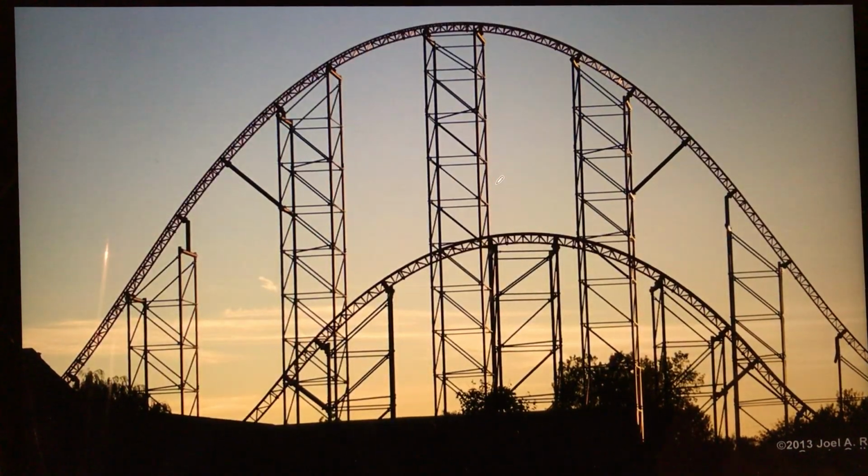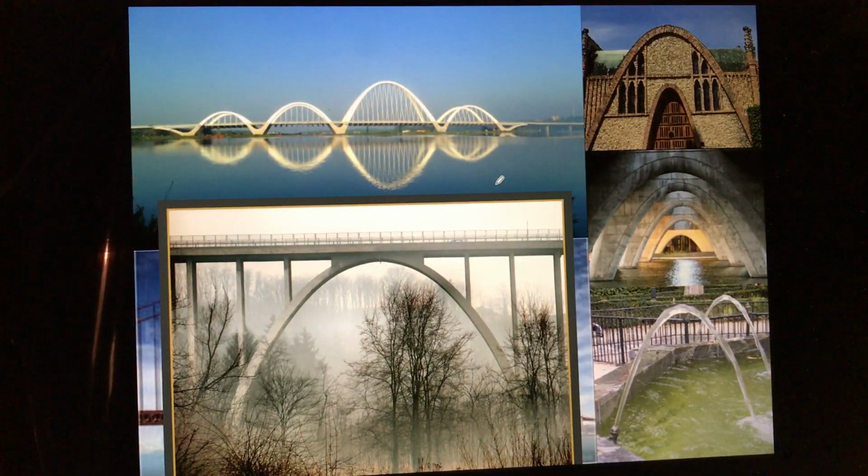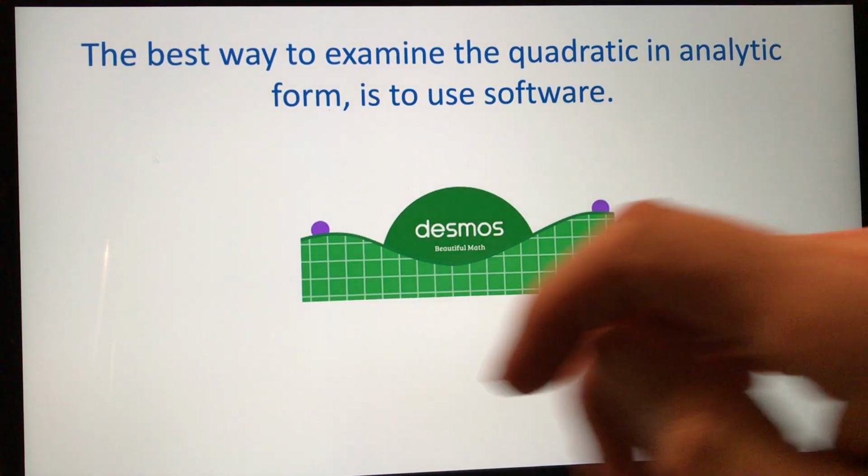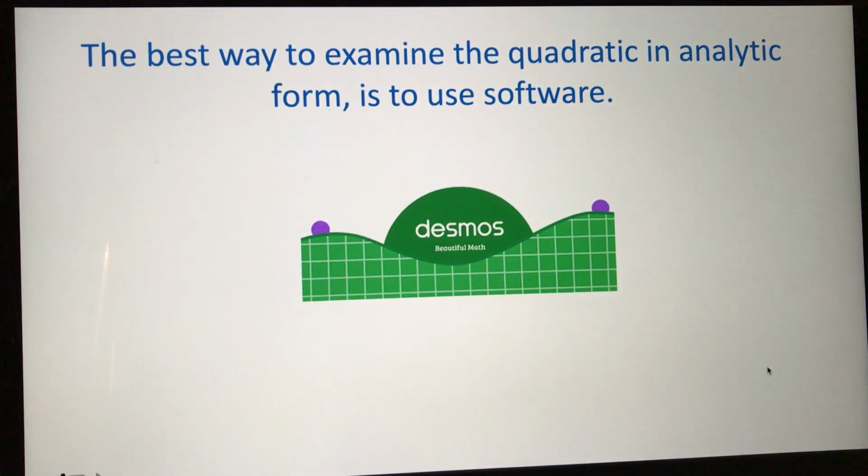If you've been on a roller coaster before, these coasters take those shapes, and once you start looking for it, you can see it in design, construction, in buildings. The garden hose example is always a good one. If you have the garden hose in the summer, the water is subject to gravity, so that arc is actually a parabola as well. Now, I think the best way to examine this quadratic in analytic form is to use software.